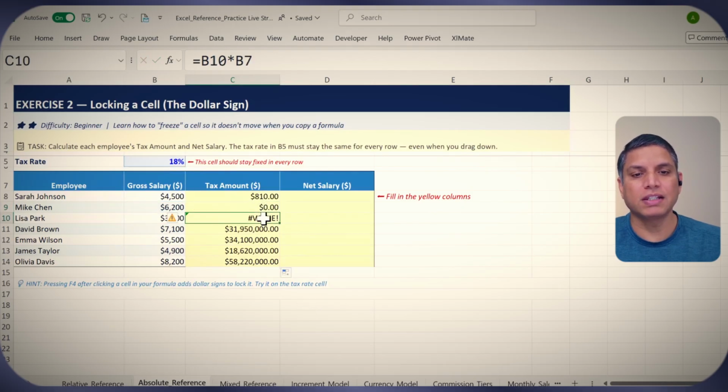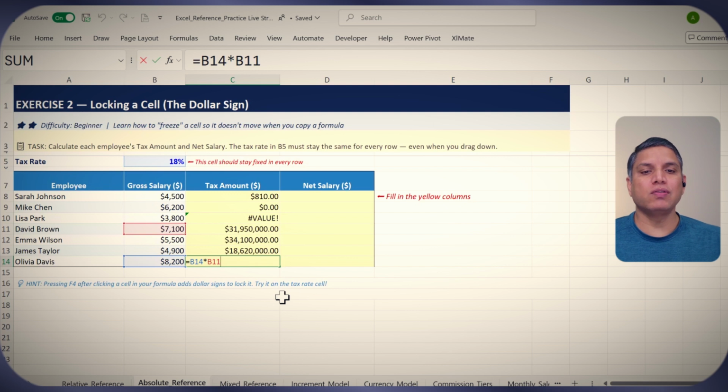For this case, what is happening? It is using a text value multiplied by a numeric value. That's why you are getting an error also, number multiplied by text. And similarly here, it has moved so much that now it is multiplying the salary of Olivia with the salary of David. And that's why the tax amount is wrong.